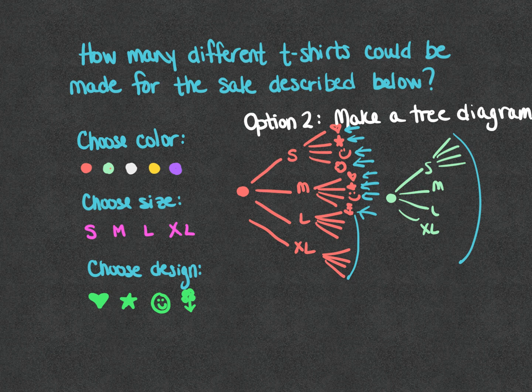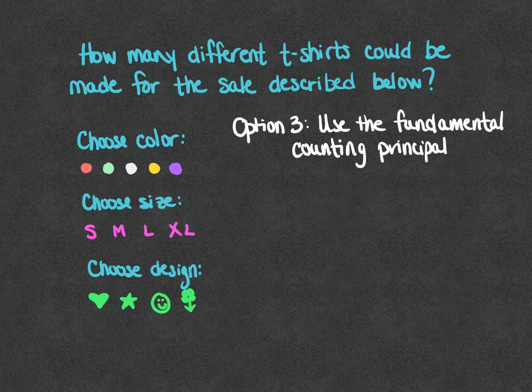So again, a little less tedious than listing all the possibilities. It's more systematic. It ensures you're not missing anything. But again, still not super convenient because it's a lot of work. And so maybe there's one other way. This is where the fundamental counting principle, or also sometimes called the basic counting principle, comes into play.